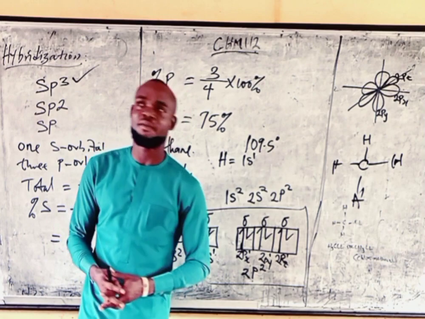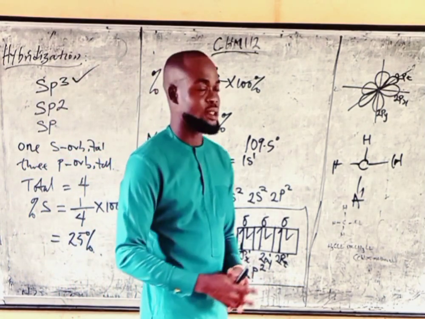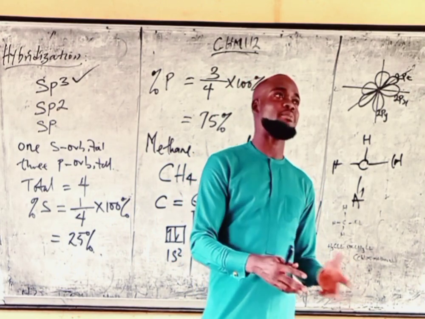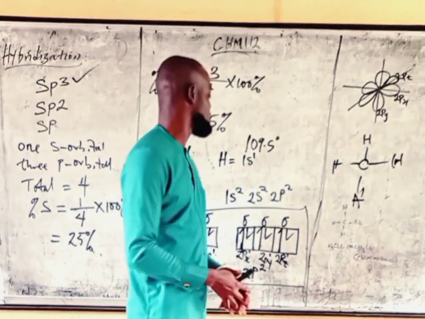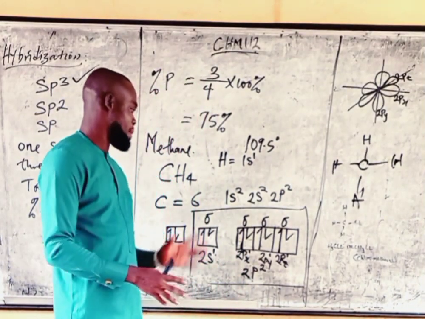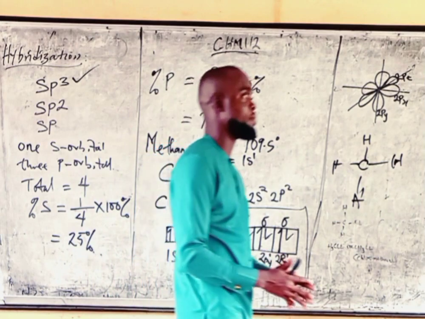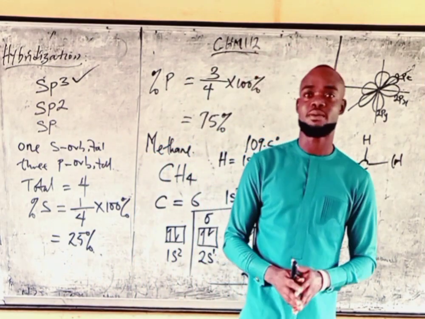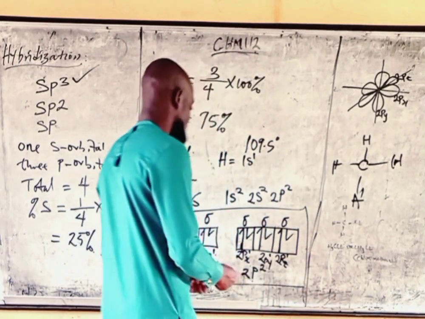Sigma bonds are formed by the head-to-head linear overlap of atomic orbitals, both s and p orbitals. Then there's another bond called the pi bond, which we're going to look at now. A pi bond is formed from the side-to-side lateral overlap of just p orbitals only. So p orbitals give us pi bonds.